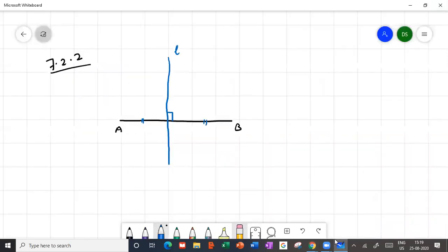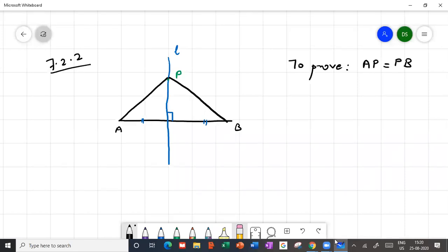Okay, so let's say this is our point P. Of course, you can make it down also. That's not a problem. It can be either up or down. So what do we need to show? To prove AP is equal to PB. How will we do that? Anybody?